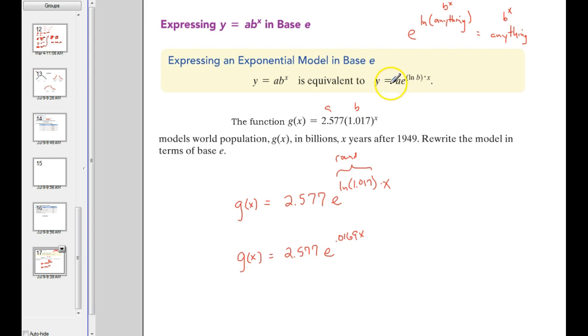So typically when we do this, instead of leaving it as the natural log, we usually give an approximation for this number times x, and then it looks again like the a naught e to the k t, but this is an x, so it has that exponential growth look to it when we deal with base e.